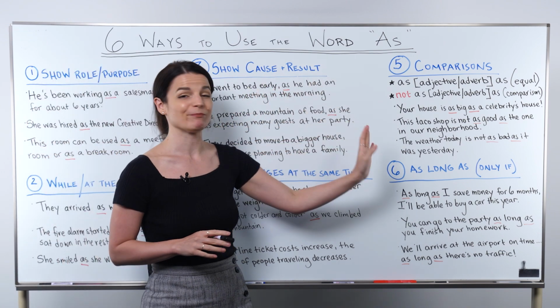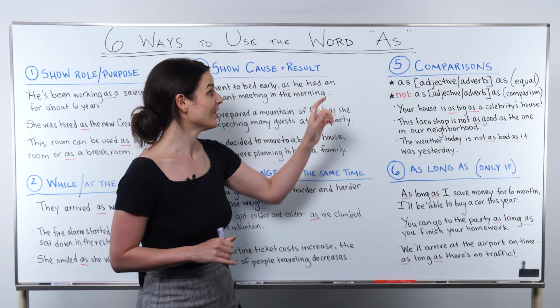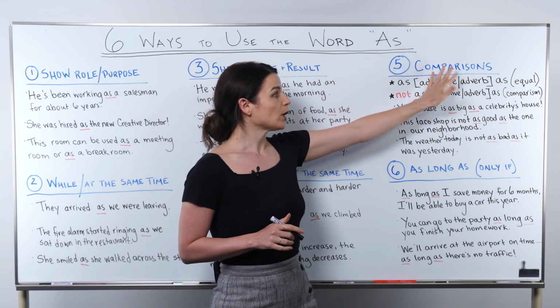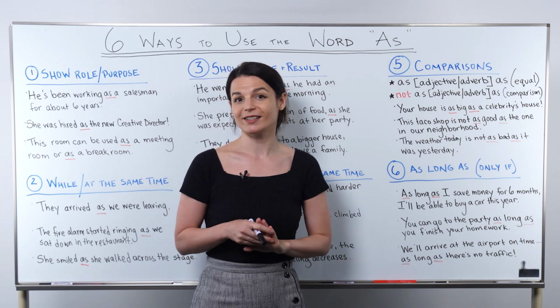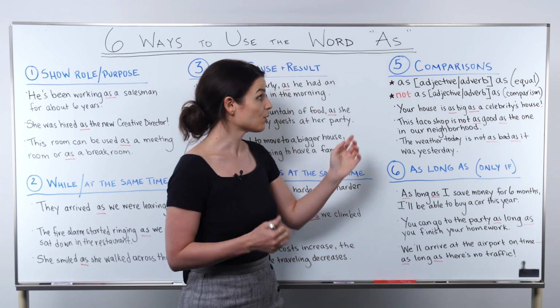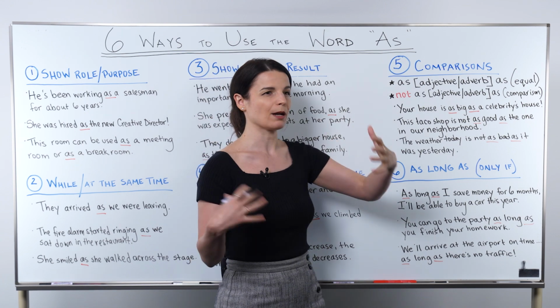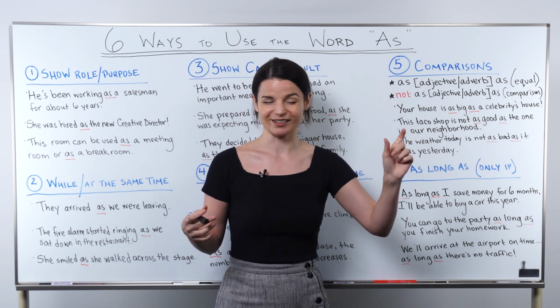The last 2 points are some basic grammar review points. So number 5, we use "as" for comparison. This is a very basic English grammar point, but let's review it very quickly because sometimes people, I think, forget parts of these sentences.